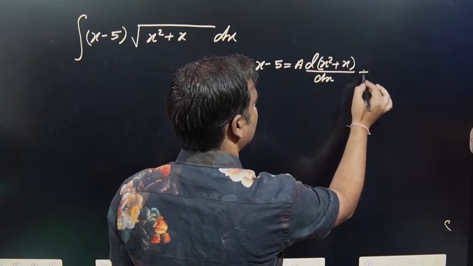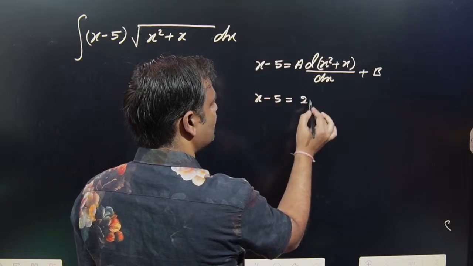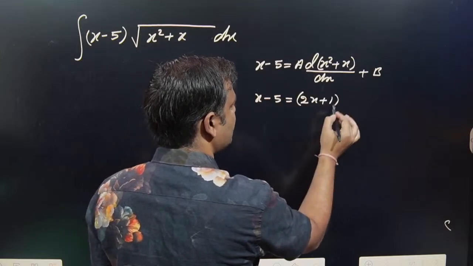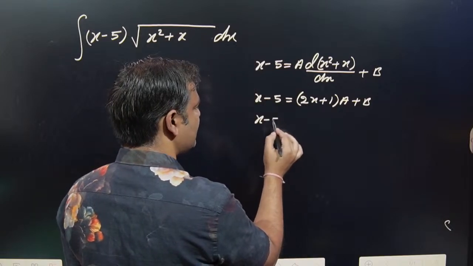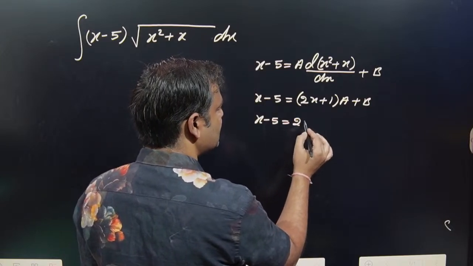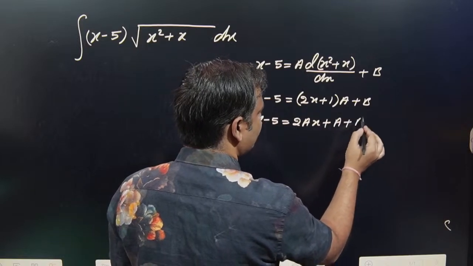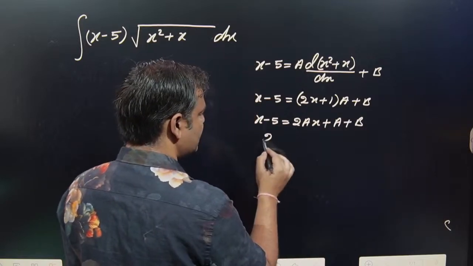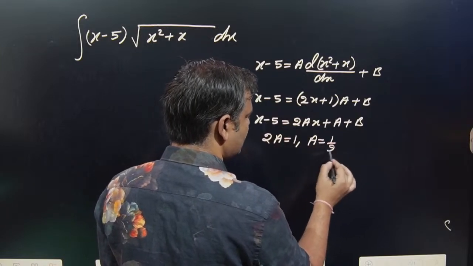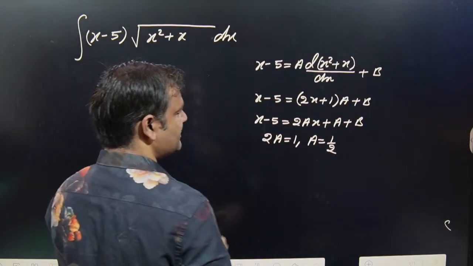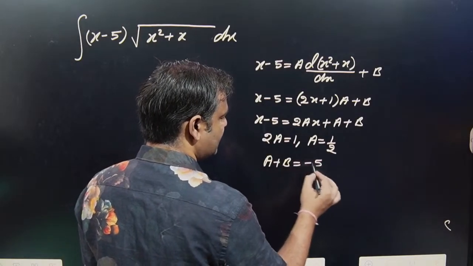to dx plus b. So x minus 5 is equal to (2x plus 1) into a plus b. So x minus 5 is equal to 2a into x plus a plus b. So 2a is equal to how much? 1. So a is equal to 1 by 2, and a plus b is equal to minus 5.